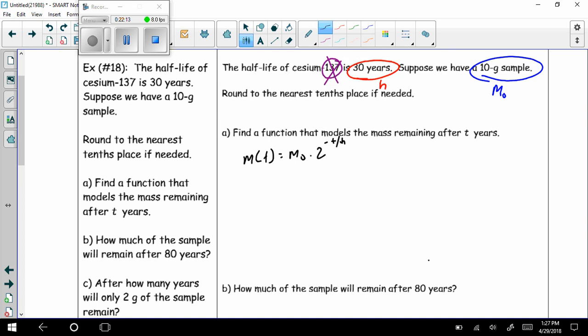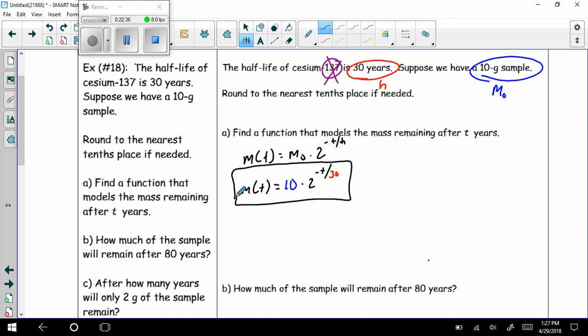So in this situation, we have m of t, or our mass at time t, equals our initial mass, which remember was the 10-gram sample, times 2 to the negative t over my half-life, which was 30. And so that's the model that I'm looking at.